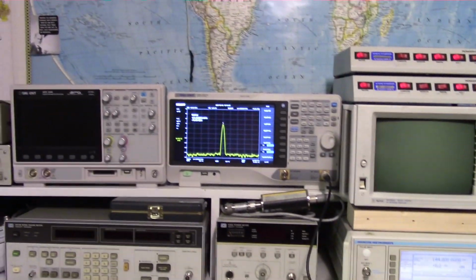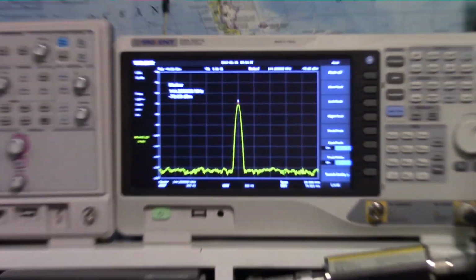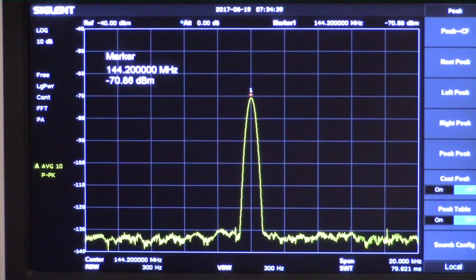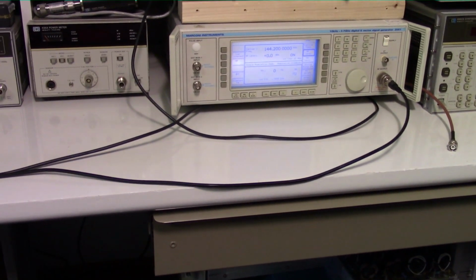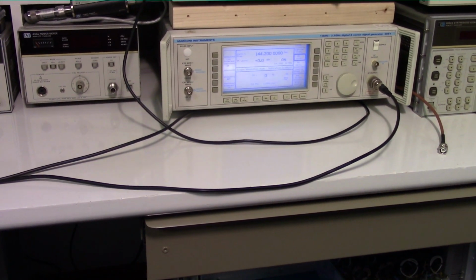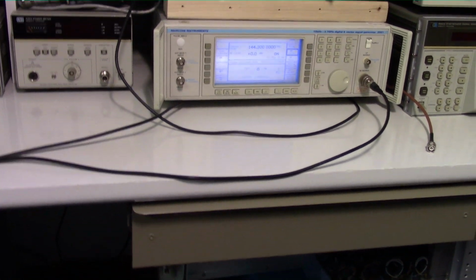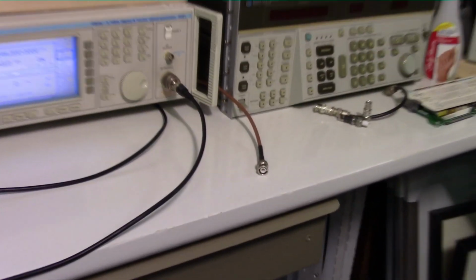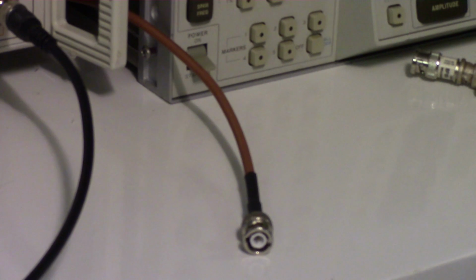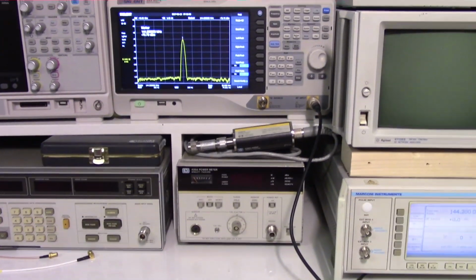So this is just a real quick demonstration to show you what can happen and how much coupling you can get. Each of these cables, like I said, theoretically could only be producing about 35 dB of shielding effectiveness. So always use a good quality double shielded cable, something like an RG142 or RG223.